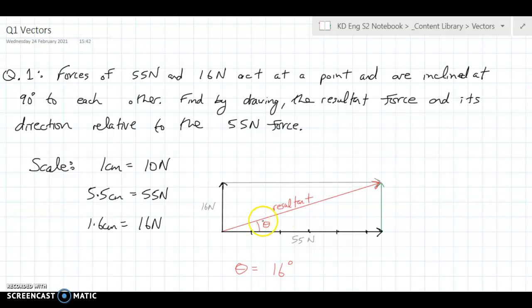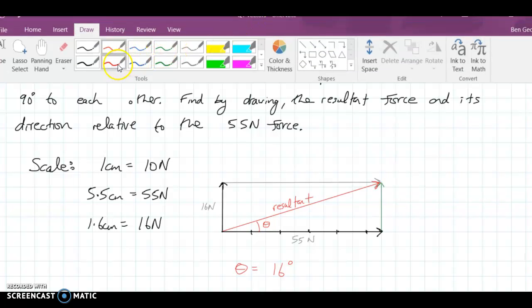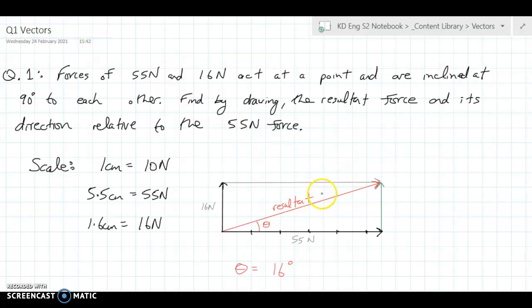And then we need to measure the length of the resultant. When you measure the length of the resultant using a ruler, the resultant length on your page, if you use the same system as me, should be about 5.7 centimeters. And using our scale, 1 centimeter equals 10 newtons, you get your 5.7, multiply by 10, and you'd end up with 57 newtons.